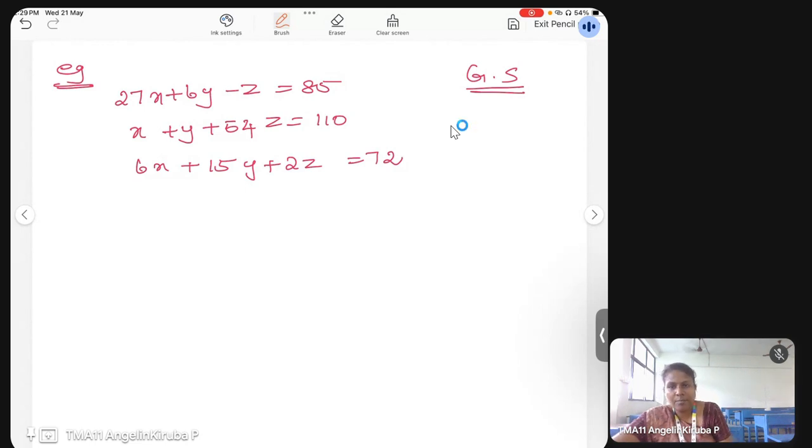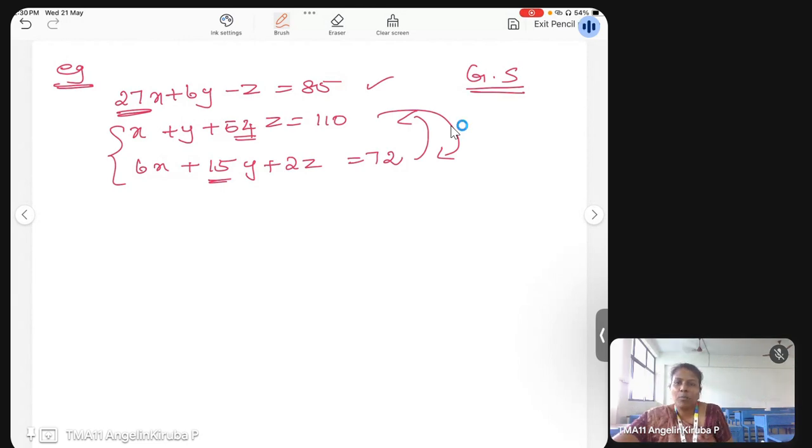Just look at these three equations. The first equation is in proper form; the coefficient of x is greater than the other two. But look at the other two equations. In the second equation, the coefficient of z is bigger than the other two, and in the third equation, the coefficient of y is greater than the other two. According to the condition, in the second equation the coefficient of y should be bigger and in the third equation the coefficient of z should be bigger, but that is not the case here. So we are going to rearrange these two equations.